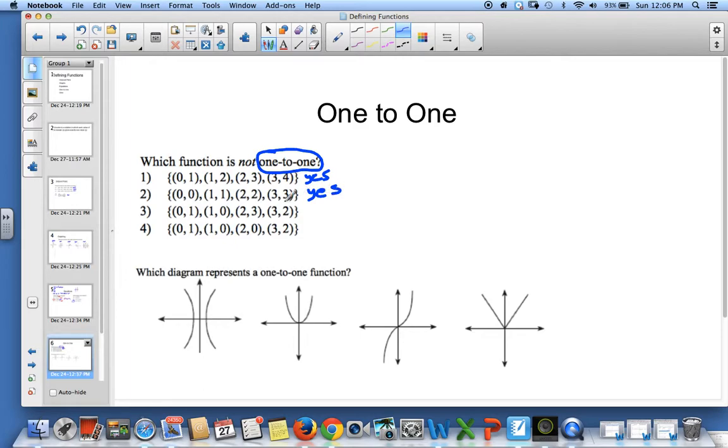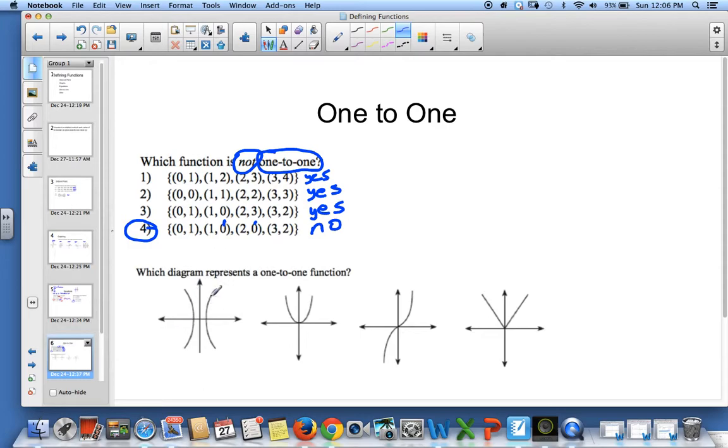They're all one-to-one functions. This one here, 1, 0, 3, 2, those all do not repeat, so that's it. This one is the one that's not one-to-one because the y's do repeat. So when y is 0, I have two different values for x. So this one is the answer to the question because it says which is not a one-to-one function.